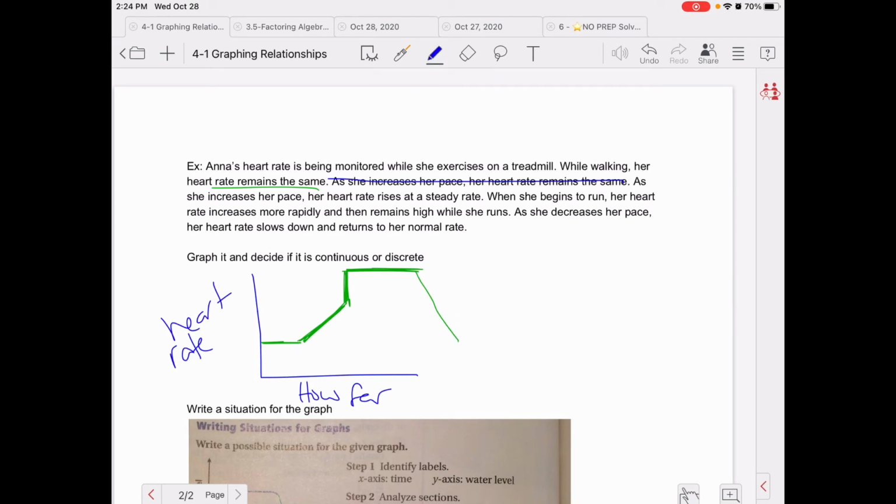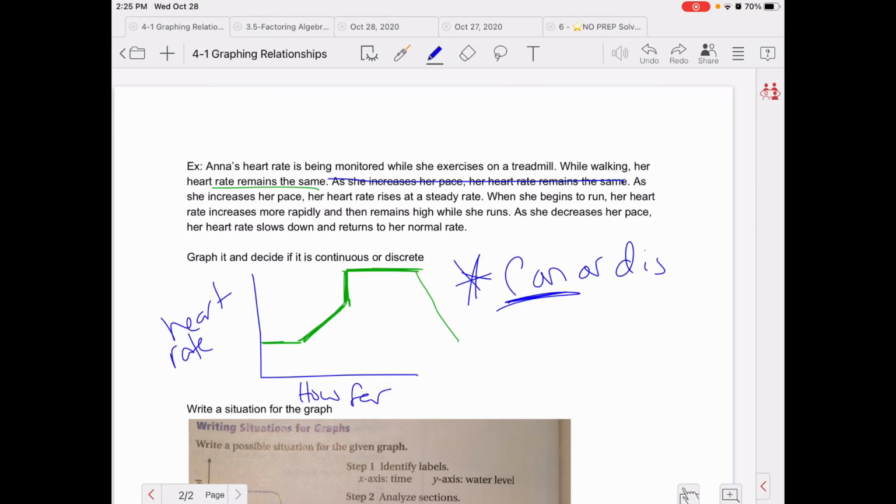Now decide, is that continuous or discrete? Okay, and this would in fact be continuous because again, I can have those middle grounds, right? Her heart rate could be at 150.3, right? And we can see that we have even lines here instead of dots like what we did with Spencer's selling candles. Okay?